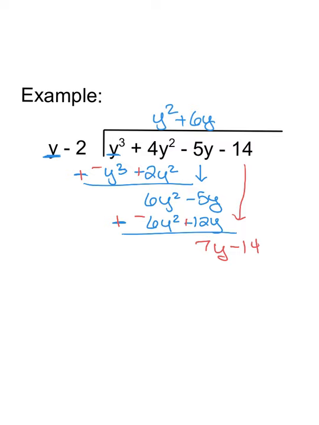And again, you're going to focus on the first terms. Y times what gives me 7y? Hopefully you pick 7. 7 times y is 7y. 7 times 2 is negative 14. When I go to subtract, again, I keep change. 7 minus 7 is 0. Negative 14 plus 14 is 0. So my answer here is y squared plus 6y plus 7.